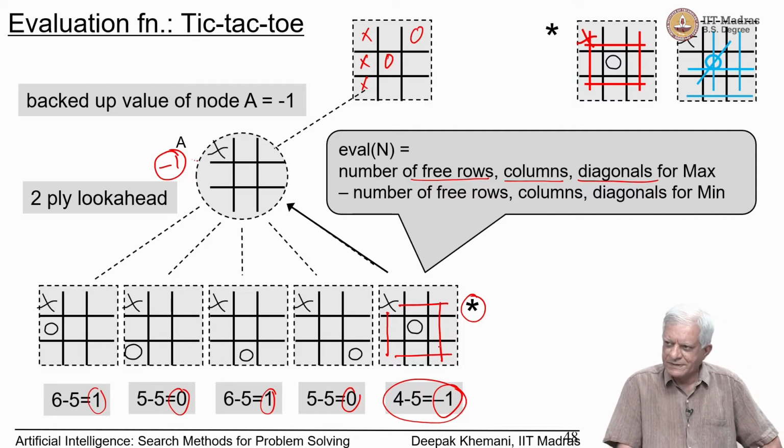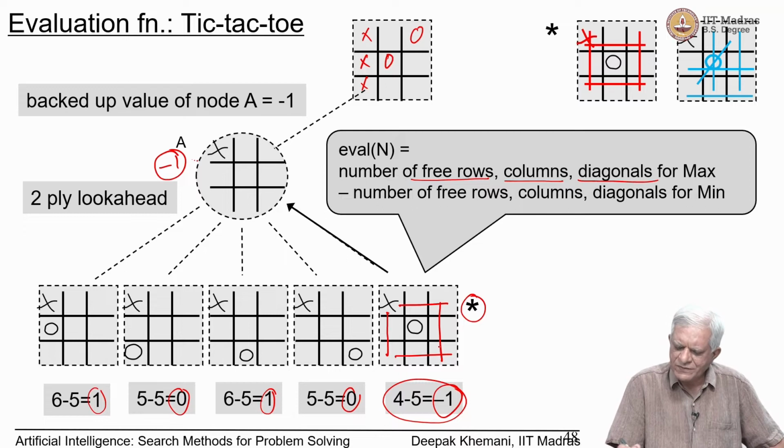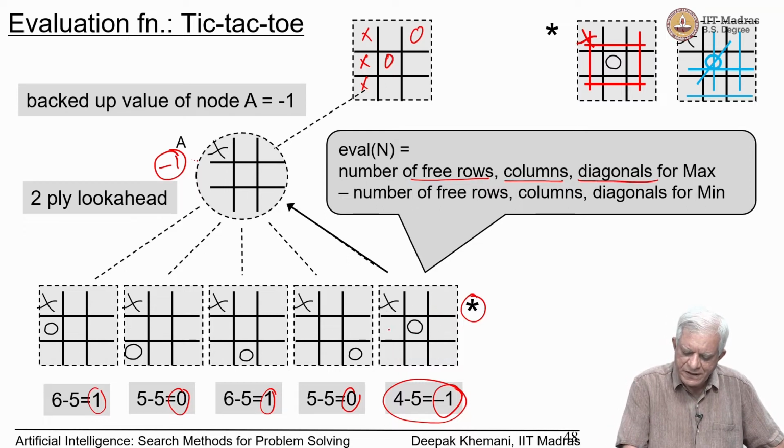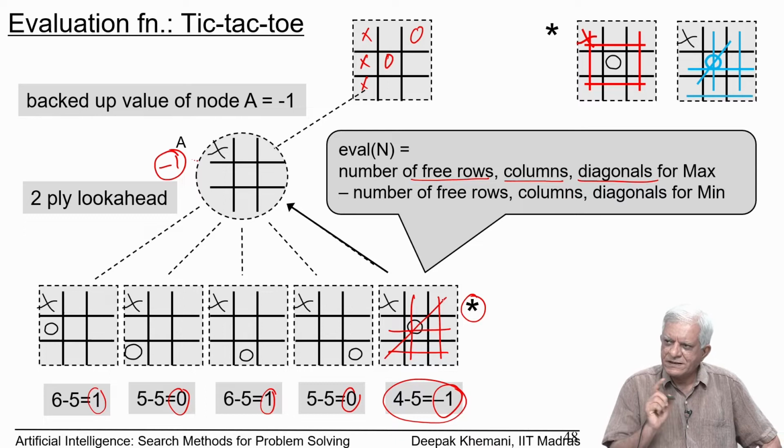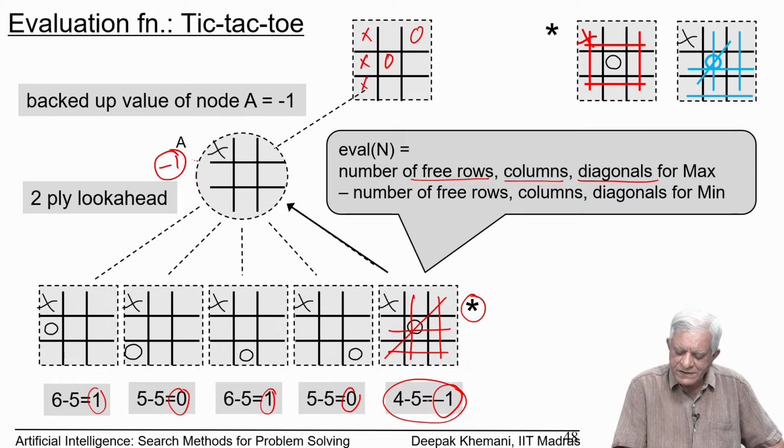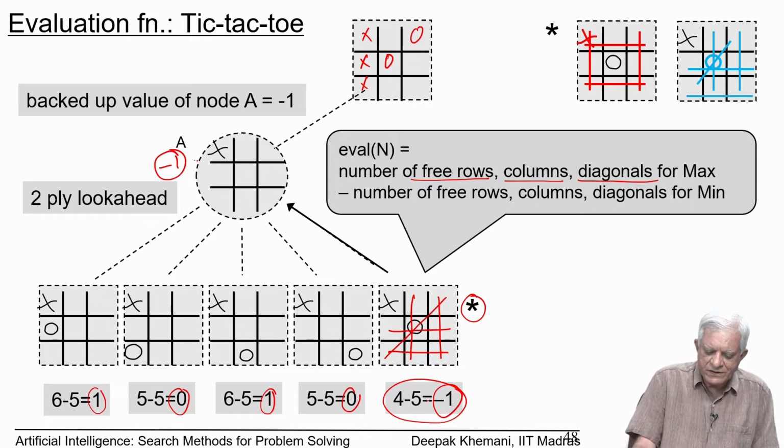Likewise, if you do for min, you can see that min can finish this row, this row because these are available, this vertical row and this diagonal also. So, min has one extra possibility. That is why you have 4 minus 5 is minus 1, and if you compute them for the other 4 children of min, you will see that their values are 1, 0, 1 and 0.